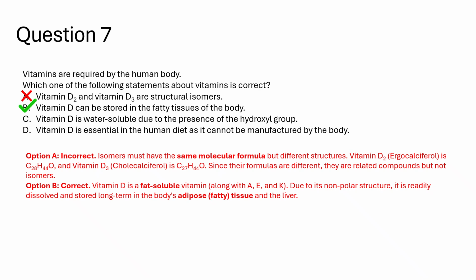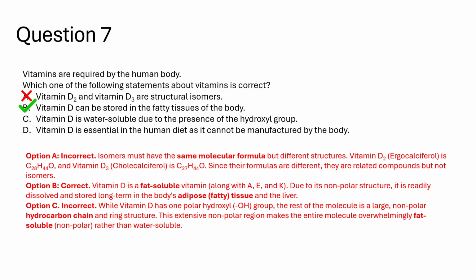Option B, correct. Vitamin D is a fat-soluble vitamin, along with A, E, and K. Due to its nonpolar structure, it is readily dissolved and stored long-term in the body's adipose, fatty tissue and the liver. Option C, incorrect. While vitamin D has one polar hydroxyl, OH, group, the rest of the molecule is a large, nonpolar hydrocarbon chain and ring structure. This extensive nonpolar region makes the entire molecule overwhelmingly fat-soluble, nonpolar, rather than water-soluble.